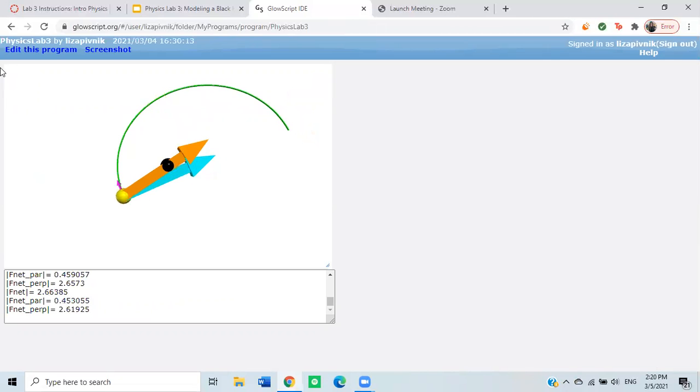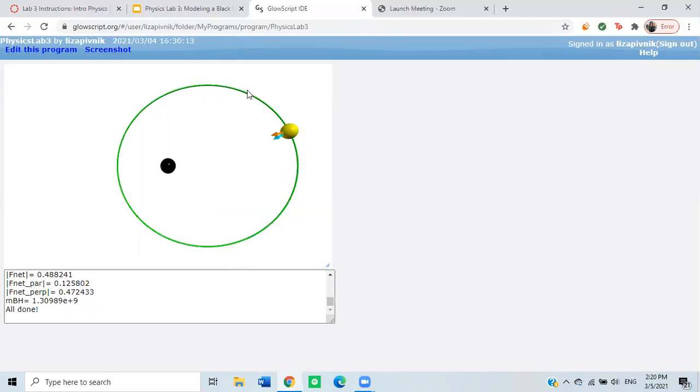So when we run this program, it looks something like this, where the blue arrow is our perpendicular force, the purple arrow, which is tiny here, is the parallel force, and then the F net is your orange arrow. So we can see when it was going around, our forces inward were much larger when we got closer to the black hole on the left, and then they got much smaller on the right. And we can see that the mass of the black hole that we calculated was 1.3 times 10 to the 9th kilograms, which is quite large and sounds about right for the mass of the black hole.